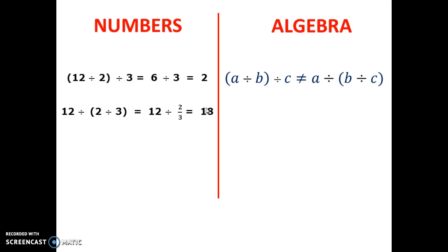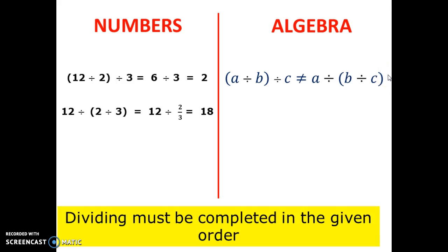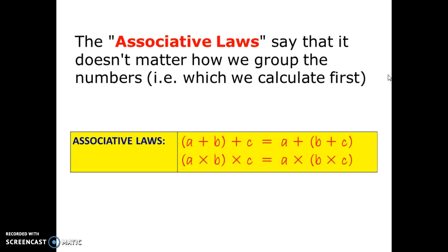So that means the order of division has to be done from left to right if you've got a number of them in the particular order that's given. So A divided by B, then divided by C doesn't equal the same as this side. So division must be completed in a given order. So the associative laws work out for addition. So it doesn't matter the order for addition, and it doesn't matter the order for multiplication.